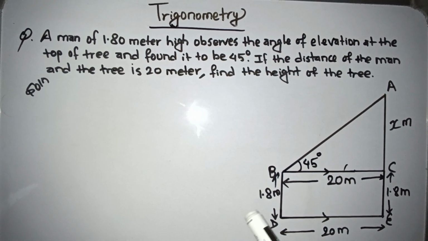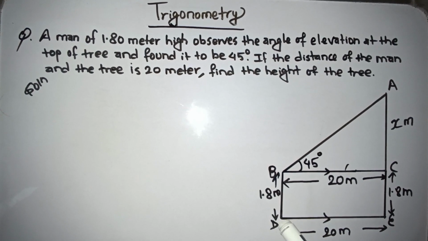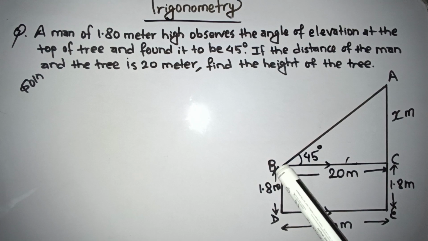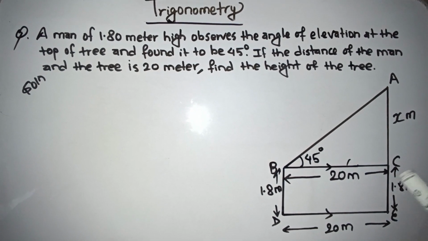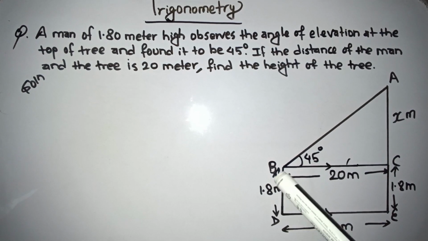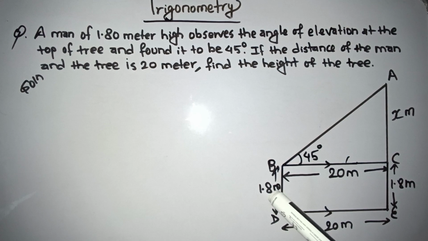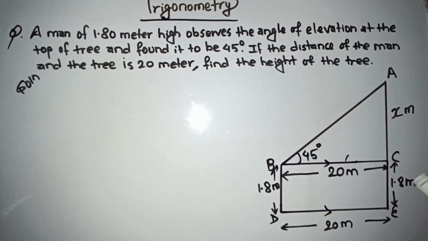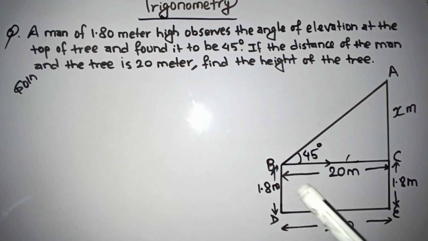According to the question, the height of the man is 1.8 meter. This DE is our ground, and BD or CE. This BD is the height of the man, that is 1.8 meter, and we have already discussed that BD is equal to CE and BC is equal to DE.